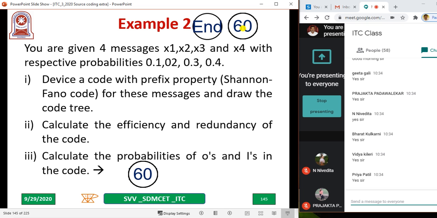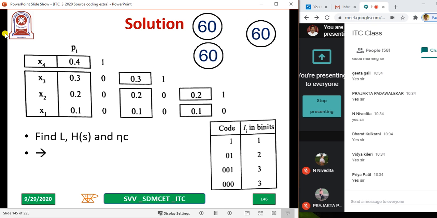So hope all of you have copied this. Take another 10 seconds, read it twice. Let us go to the solution. Now all of you know I am dividing into two groups. I am assigning 1 and 0. Again I am dividing the two groups, assigning 1 and 0. Again dividing a two group, assigning 1 and 0. Write down the code words and find out average length, H of S and efficiency. You have 2 minutes time. Do it.